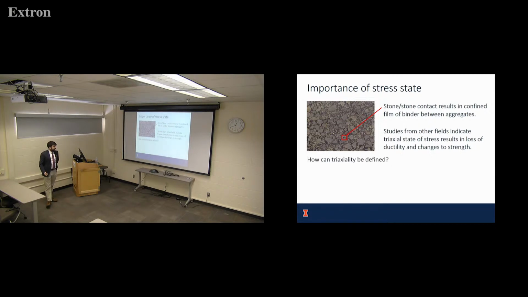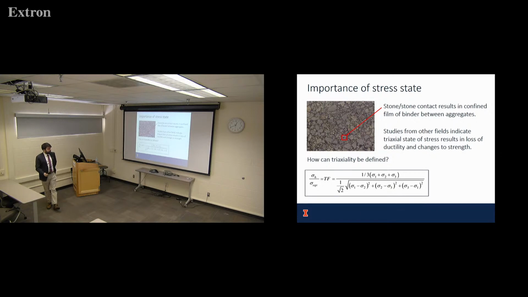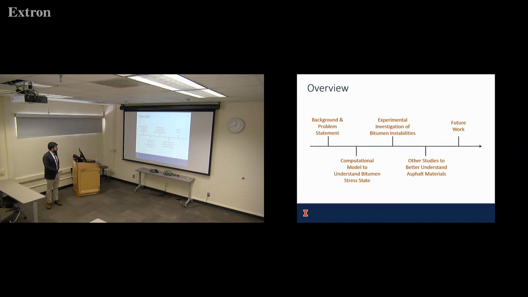So how do we define triaxiality? The most common way I found in the literature, again from other materials, as asphalt researchers didn't do this too much, was to take this triaxiality factor, which is the hydrostatic stress divided by the von Mises stress. That's what people are commonly using to measure triaxiality in other fields.